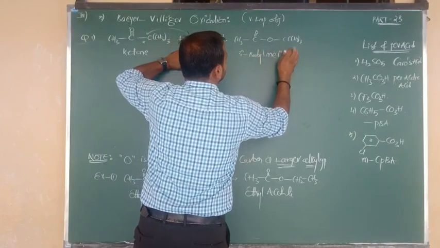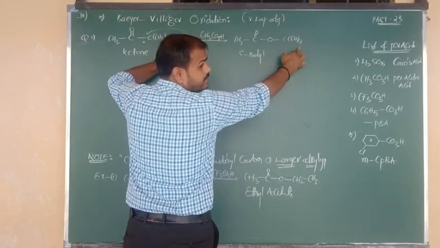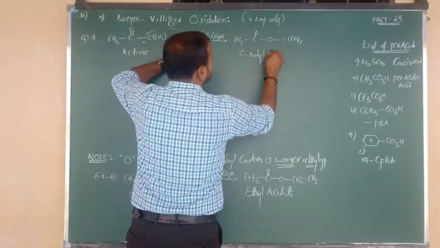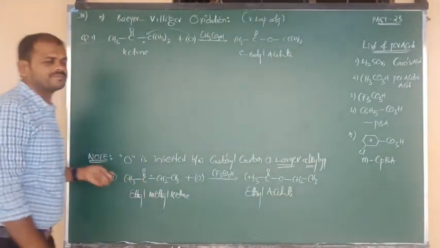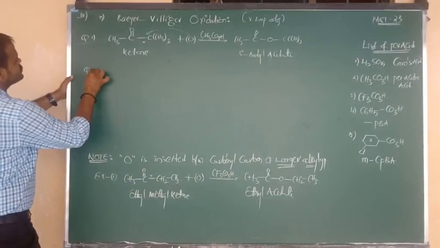Tertiary butyl. The remaining compound looks like acetate. Tertiary butyl acetate. And next, another question I am going to give you.